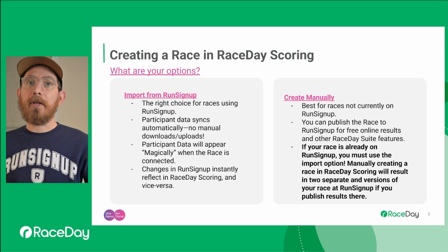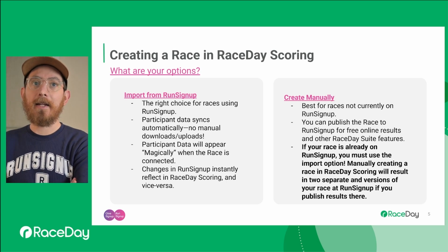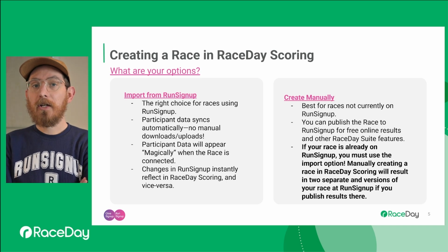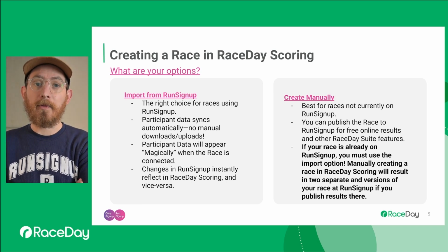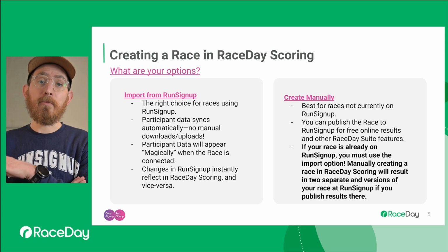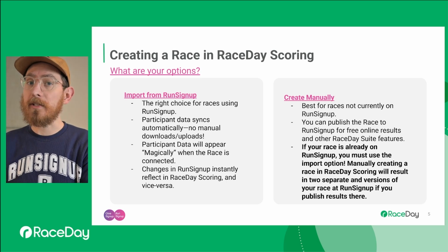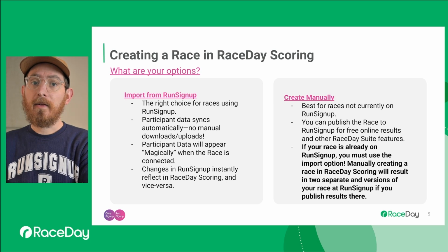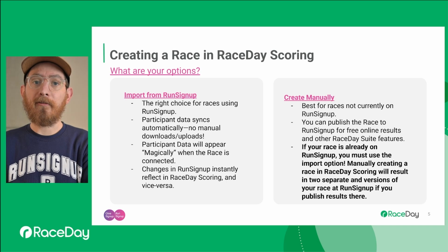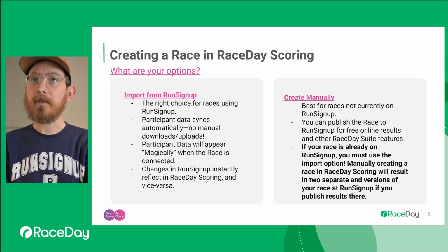Participant data will appear magically when the race is connected, and then changes in RunSignup instantly reflect in RaceDay Scoring and vice versa. So you don't have to worry about getting updates from the race organizer in a new spreadsheet. All those changes just come into RaceDay Scoring in real time. And if you make changes in RaceDay Scoring, if someone switches from the 5K to the 10K on site, those changes automatically update registration as well. So you don't have to worry about informing the race organizer if someone did make a change. It all happens for you.